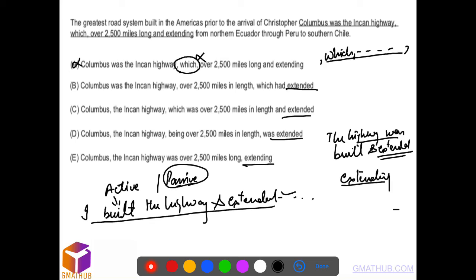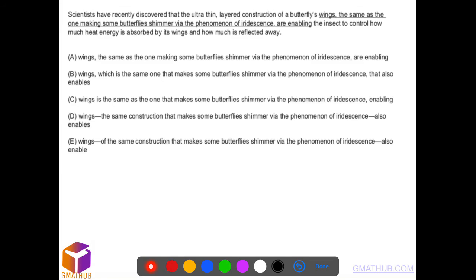Now between D and E, the Incan highway, if you read again, being over 2,500 miles in length, that's the wrong modifier. Being is the wrong modifier, so that's why D is out. C is out because it uses extended with passive voice. E is the right option. Now this is a very good question which checks you on the modifier usage.